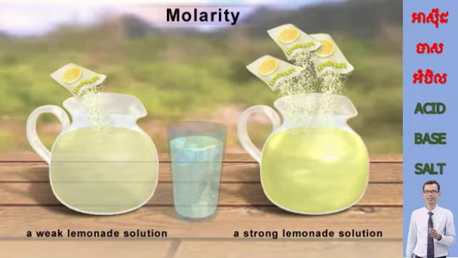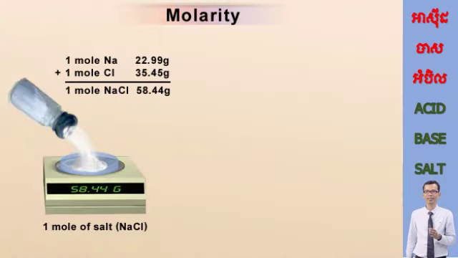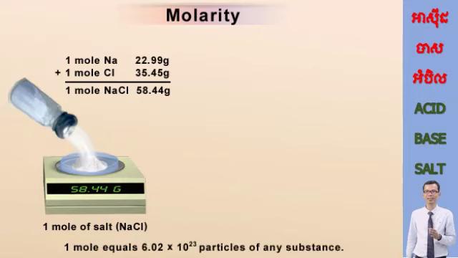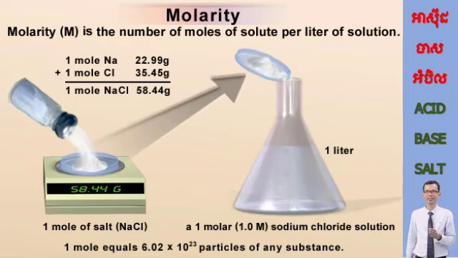Unlike lemonade, however, chemical substances do not usually come in pre-measured packets. In the laboratory, substances are measured in units of moles or grams. Remember, a mole is equal to 6.02 times 10 to the 23rd particles of any substance. Molarity, abbreviated as a capital M, describes the concentration of a solution, as determined by the number of moles of solute in 1 liter of solution.